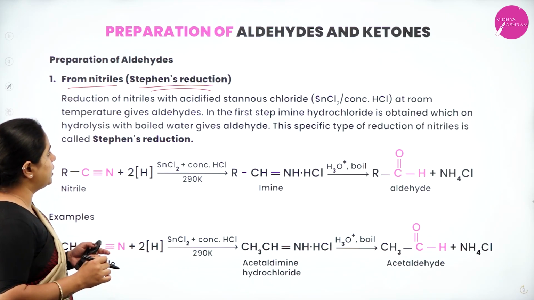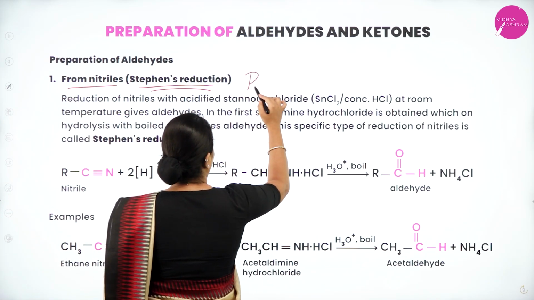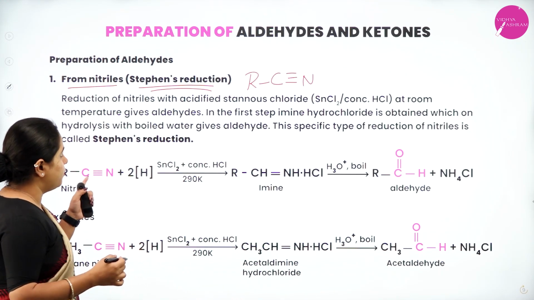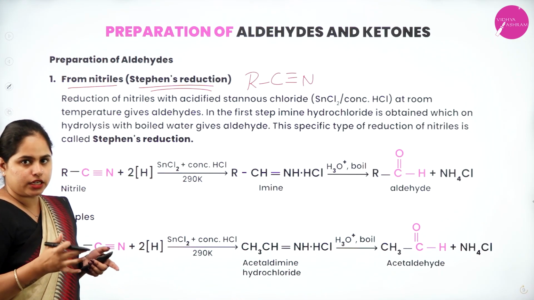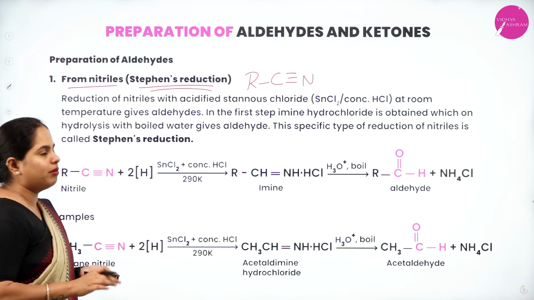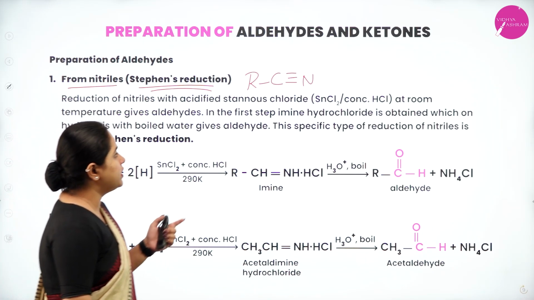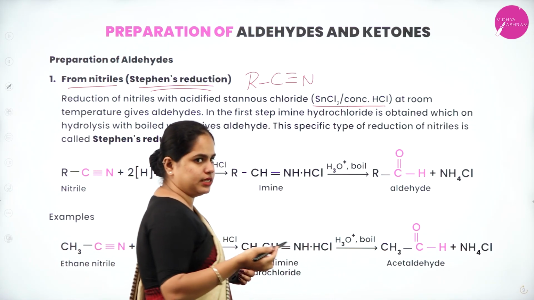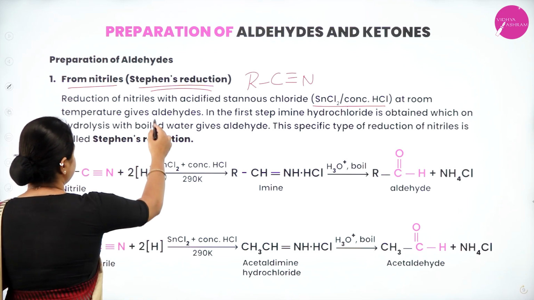So reduction of nitriles. What is a nitrile? Nitrile means R-C triple bond N. When we say reduction, that means we are going to add hydrogen. Reduction means H2 is going to be added, with acidified stannous chloride, SnCl2. Acidified means in the presence of some acid. At room temperature, it gives aldehydes.